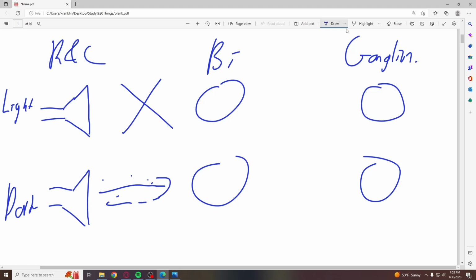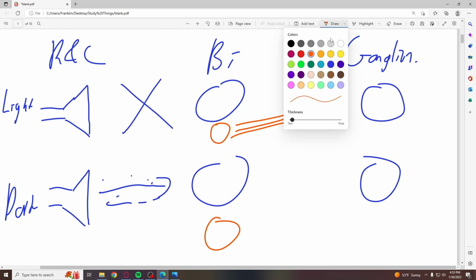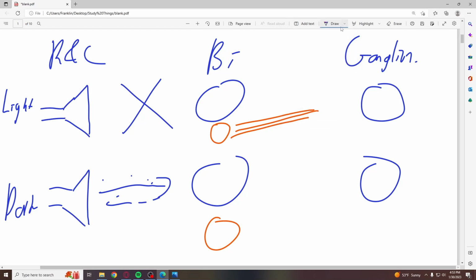But there's two kinds of bipolar cells. There's this blue one and there's this red one. And this red one is constantly firing glutamate, but in this case, this blue one will be firing glutamate in the dark.